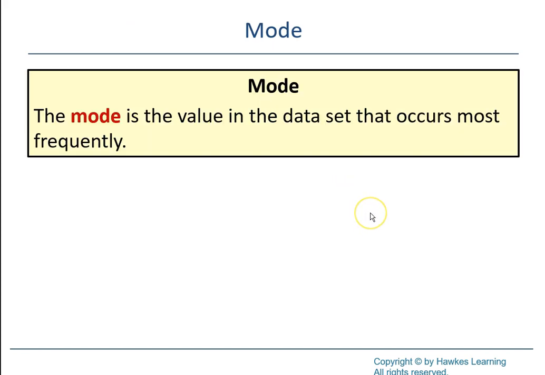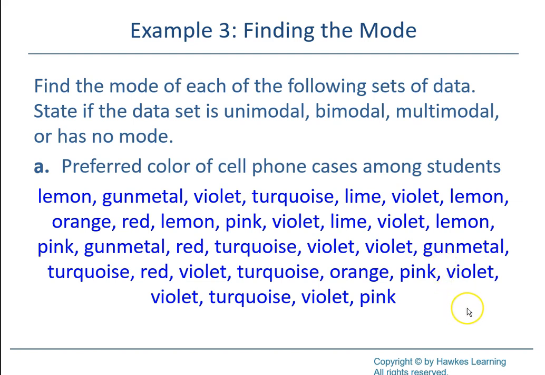All right, another M word, and this one is relatively easy. It's the mode. Now, the mode is the value in the data set that occurs most frequently. So we'll use the set of data here of all of these items, in a kind of bluish color. We want to find the mode.